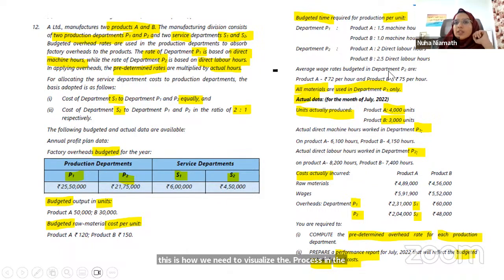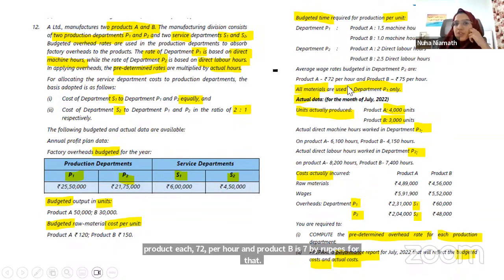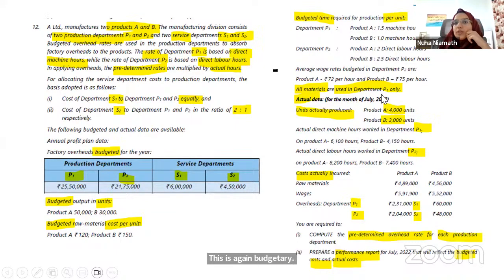Average wage rates budgeted in department P2 are product A is 72 rupees per hour and product B is 75 rupees per hour. This is again budgeted wage rates. All materials are used in department P1 only. Actual data. Units actually produced. Product A, 4,000 units. Product B, 3,000 units. So this is what is actually produced now.